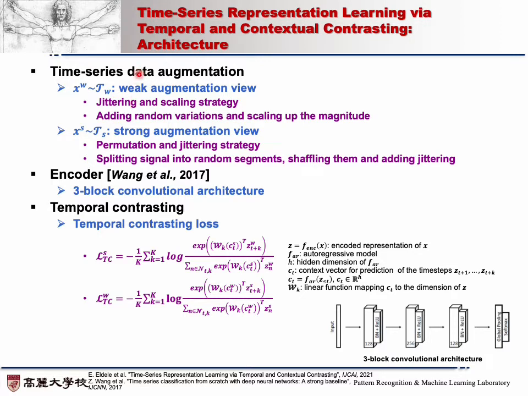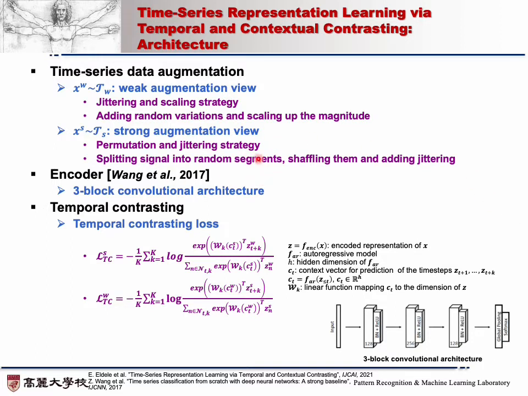The weak strategy was inspired by jittering and scaling from computer vision, when you scale and jitter or shake the original image. So in the time series sense, they are adding some random variations, which is kind of jittering, and scaling the magnitude.